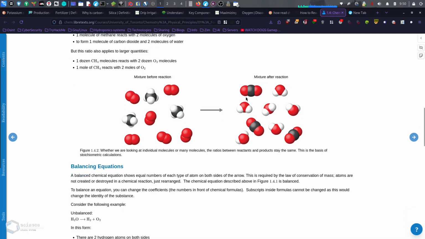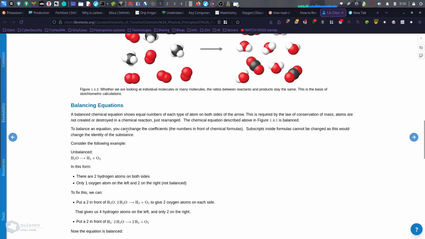I think this can be like water with dark color, or not dark, I don't know, maybe clear. Whether we are looking at individual molecules or many molecules, the ratios between reactants and products stay the same. This is the basis of stoichiometric calculations.